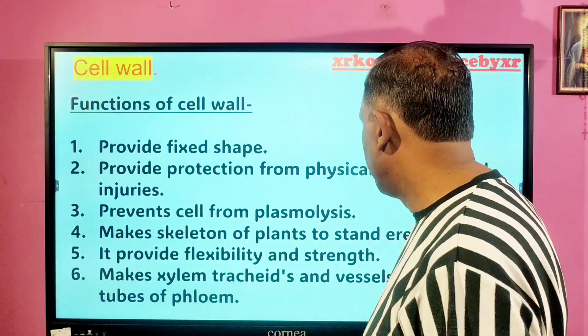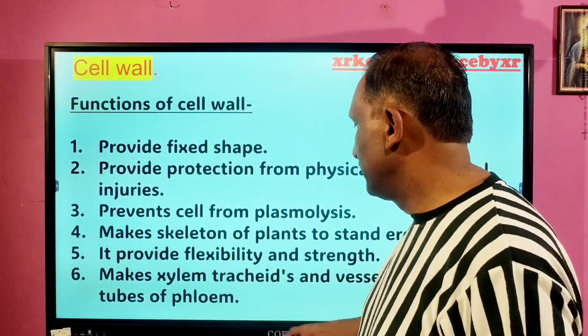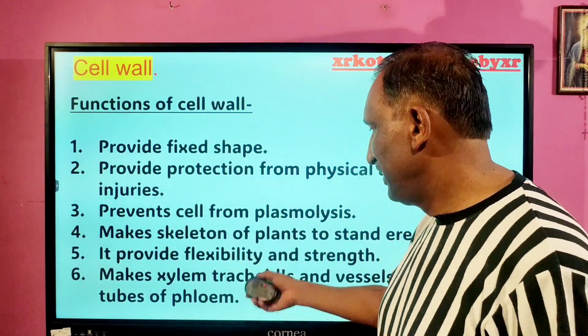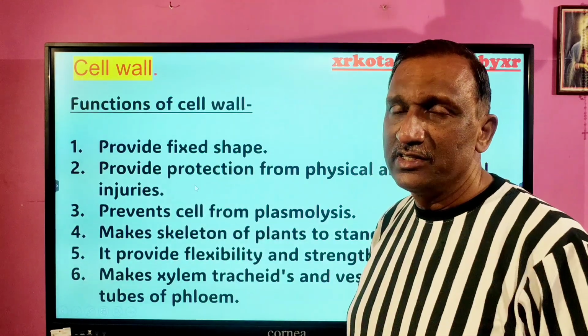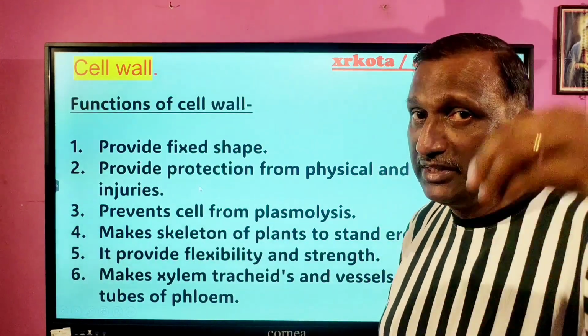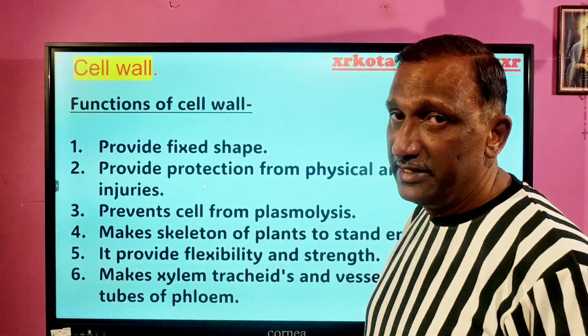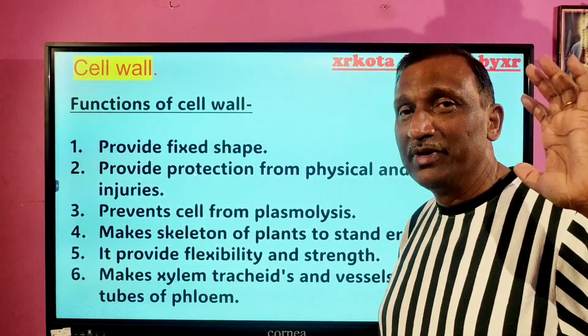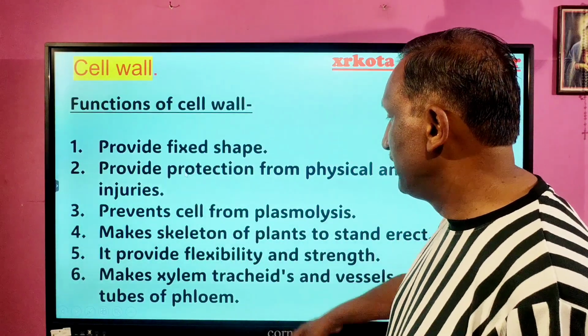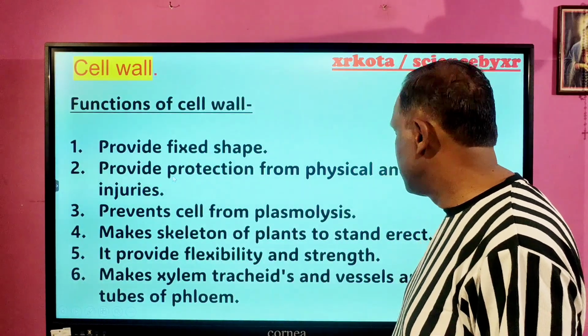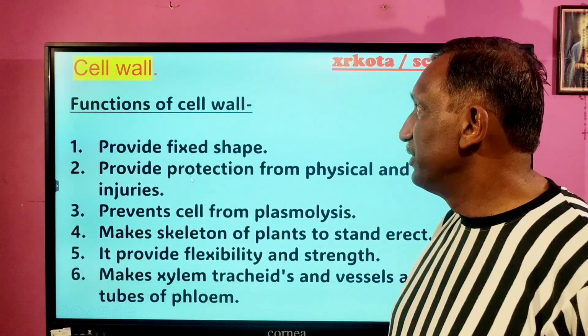It also makes the skeleton of the plant to make the plant erect, and sometimes it provides flexibility at certain regions. You might have seen certain branches which are very flexible. When the monkey jumps on it, the branch bends, and then when the monkey goes, the branch again comes back to its original place. And in the xylem, tracheids and vessels, and in sieve tube it makes the tubes.